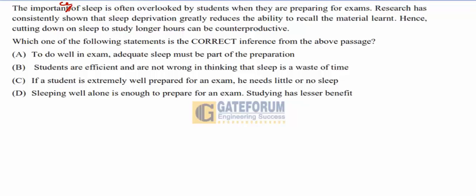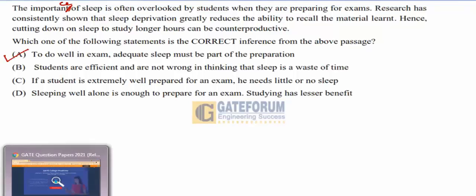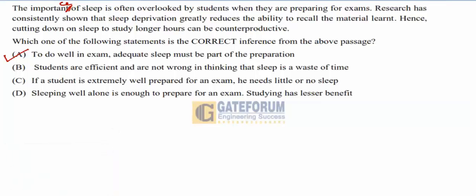Which one of the following statements is the correct inference? Inference means conclusion. Is the correct inference from the above passage? Let us study the options. To do well in exams, adequate sleep must be part of the preparation. Obviously, that is what the author of the passage has been trying to say, that you must sleep sufficiently. So, obviously, that is correct.